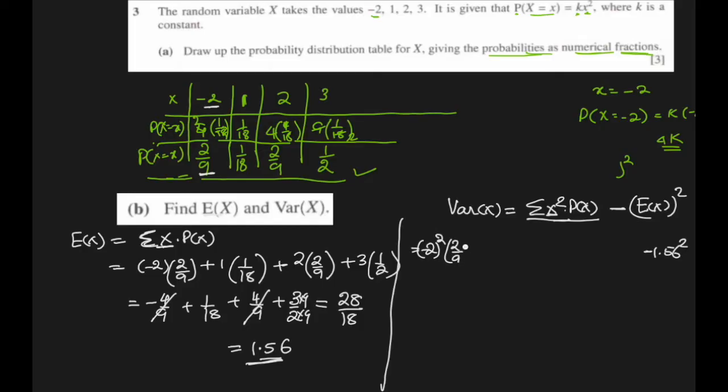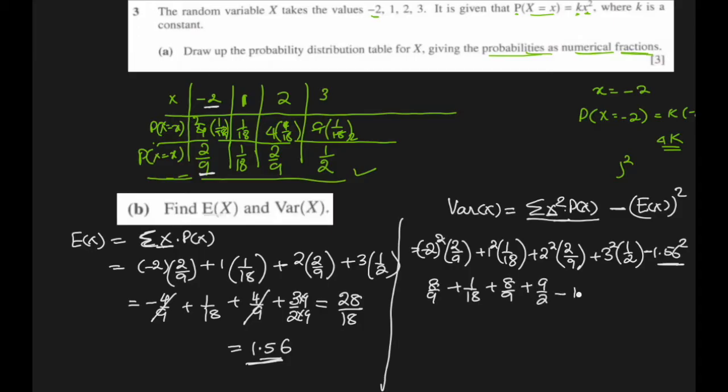Its probability is 2 over 9, plus 1 square, probability is 1 over 18, plus 2 square, probability 2 over 9, plus 3 square, probability is half, and we already got this one. So 4 times 2, 8 over 9, plus 1 over 18, plus 4 times 2, 8 over 9 again, plus 9 over 2, minus 1.56 square. Let me use my calculator to find out the right answer.